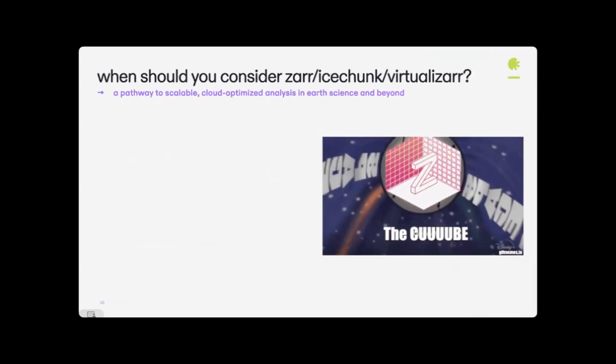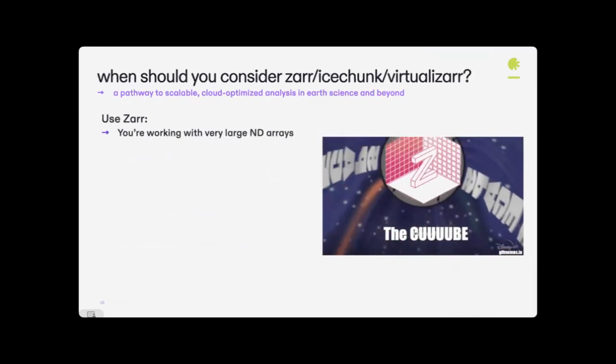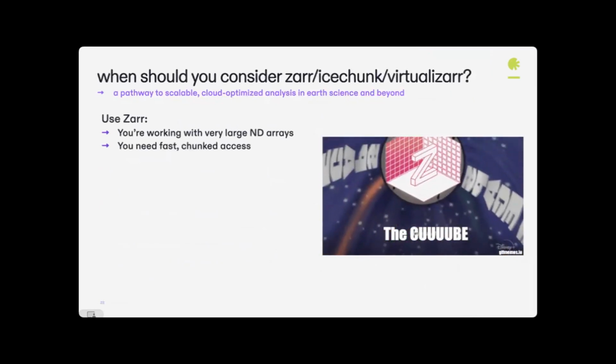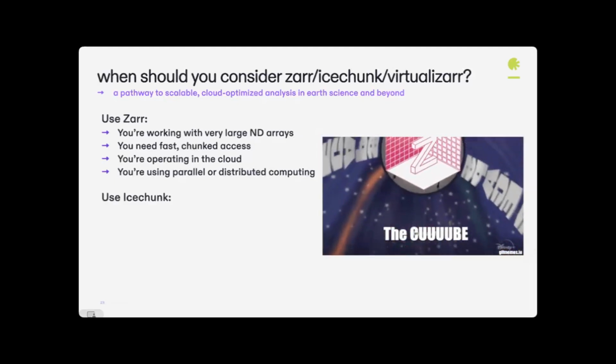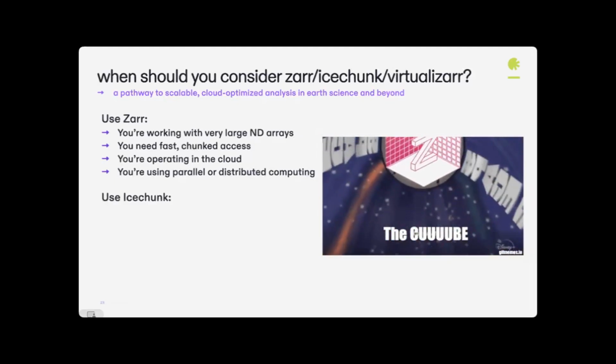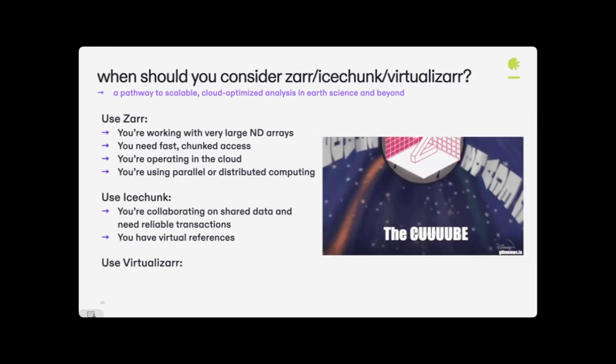So I want to wrap up by going over when you should consider using IceChunk, Zarr, and virtualized Zarr. So we recommend using Zarr as a data protocol if you're working with large n-dimensional array data, if you need fast and chunked access, if you're working in a cloud environment, or you're using parallel and distributed computing. And then combined with IceChunk, it adds version control and transactions for a distributed team setting, as well as support for virtual chunks. And then finally, virtualized Zarr can cloud optimize data in archival data formats, if that's the kind of data that you're working with.